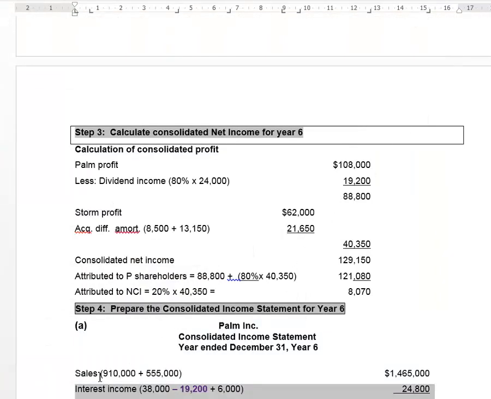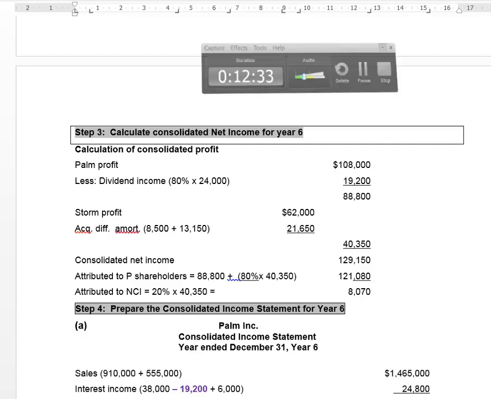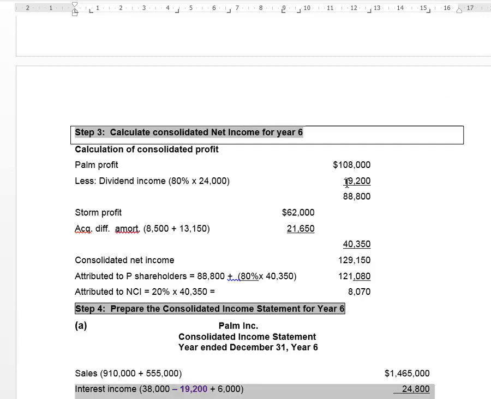So you'll notice here again that in that 108,000 is 19,200 in dividend income. Well, because it's intercompany, we have to remove it. So we only have 88,800 left. We've already established that Storm's profit was 62,000, but we have to deduct from that any of the amortizations and the impairment losses that also occurred during year 6. Don't forget, it's because of our relationship with the sub that we have them in the first place. So we adjust these amounts to the sub's income, and we have adjusted income of the sub of 40,350.